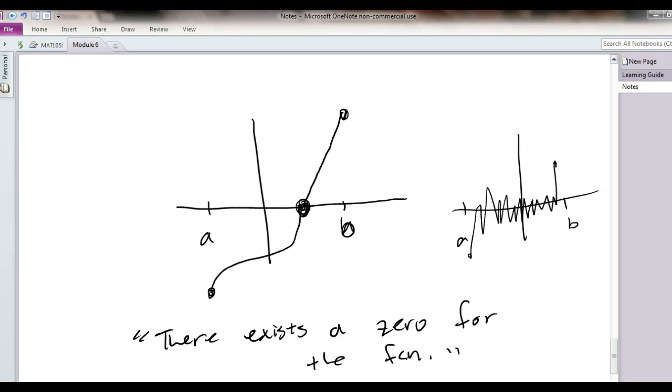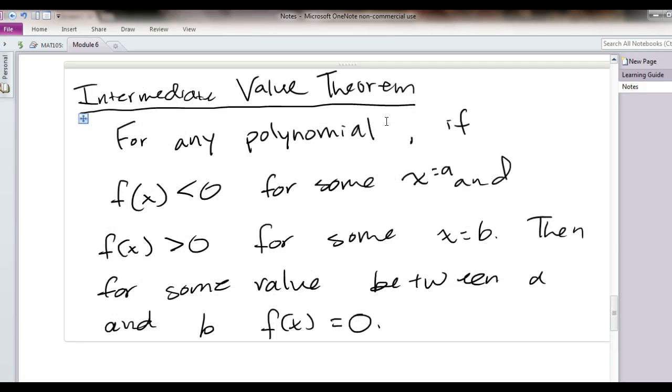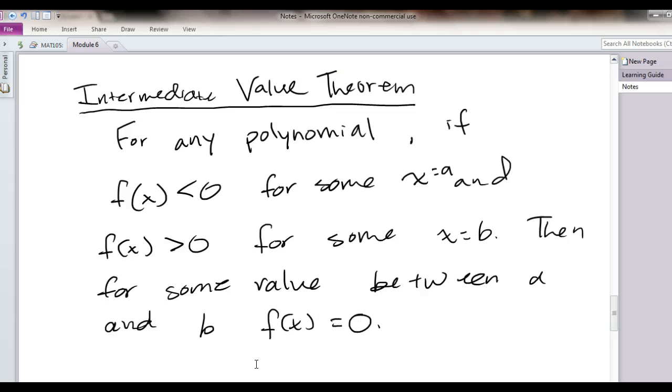But it tells you, if we have this value at one endpoint, and we know we have that value at another endpoint, then somewhere in between we're going to have to cross the x-axis. So this is the existence theorem, the intermediate value theorem. For a polynomial, if you can show that one x value gives a y that's less than 0, and another x value gives a y that's bigger than 0, then there must be some value that makes the y value equal to 0.